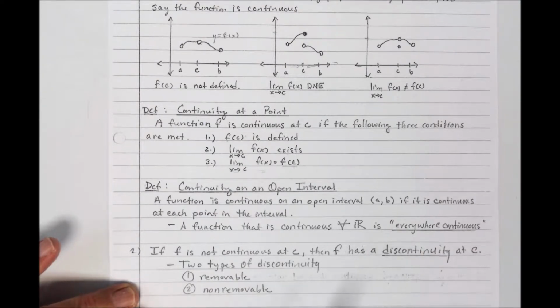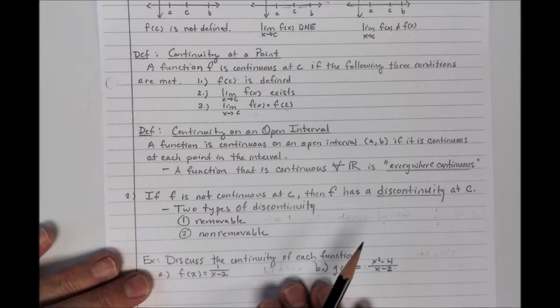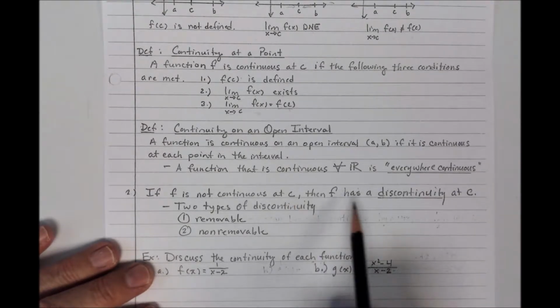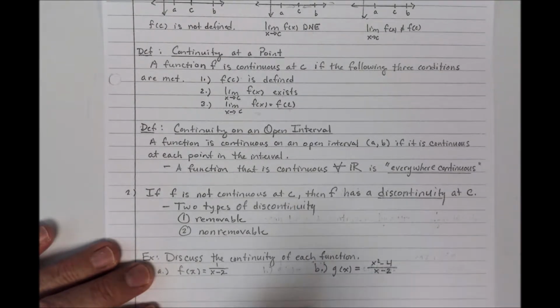All right. Now, if f is not continuous at an x value, let's say c, then we say f has a discontinuity at c. All right, and there are two types of discontinuity. There are removable discontinuity and non-removable discontinuity.